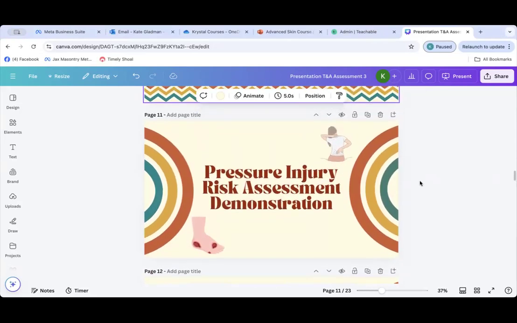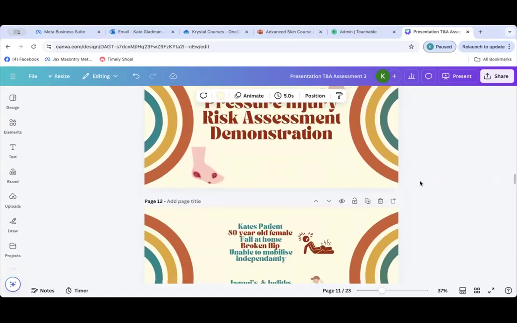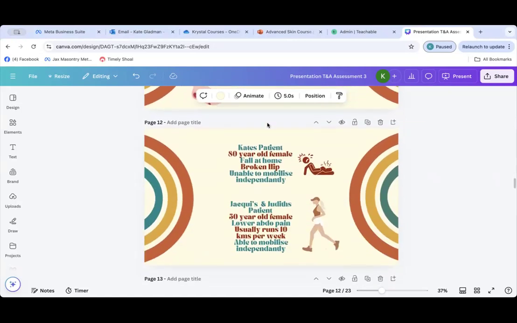So now we're going to do a demonstration. For the first example, I'm just going to put some time there. My patient is an 80-year-old female. They've had a fall at home. They've broken their hip and they're unable to mobilise independently. And Jackie and Bev's patient, yours is a 50-year-old female coming to the hospital with lower abdomen pain, usually runs 10 kilometres per week and is able to mobilise independently.